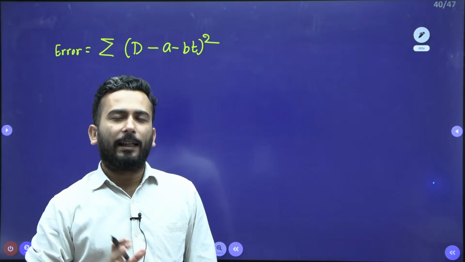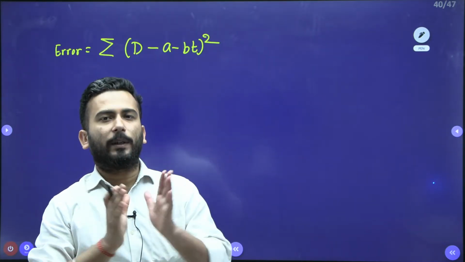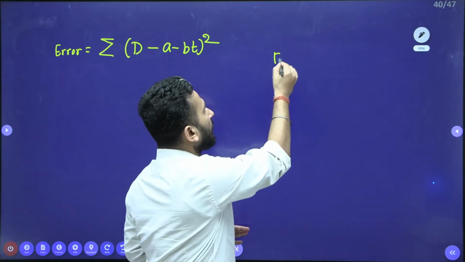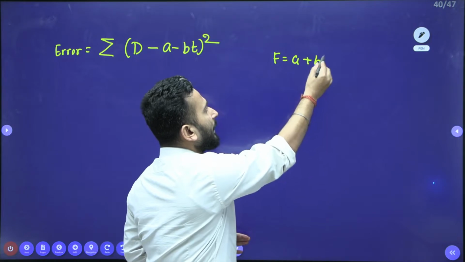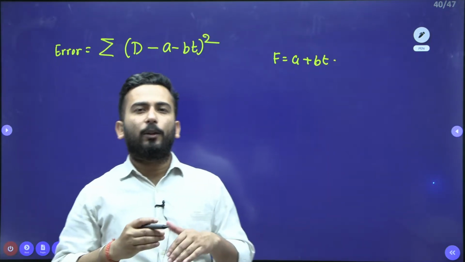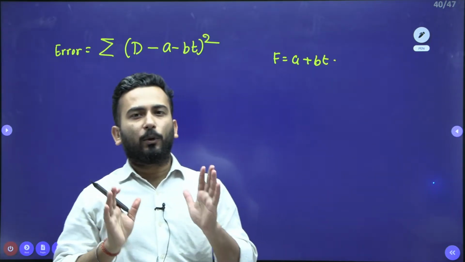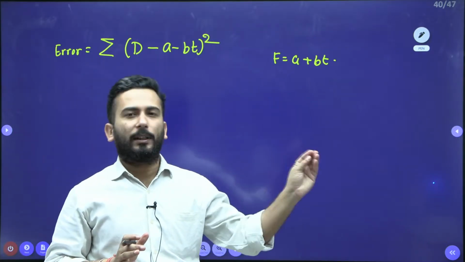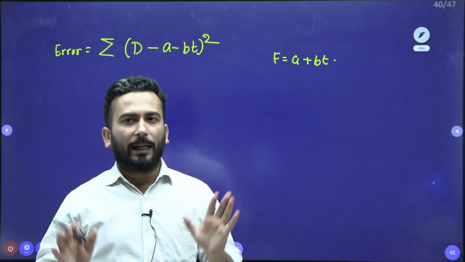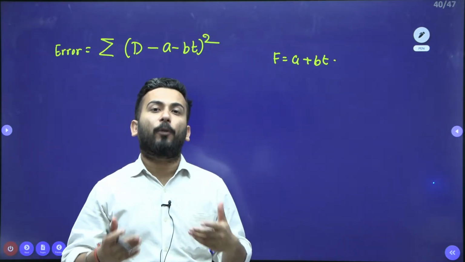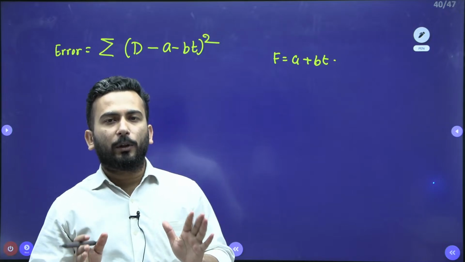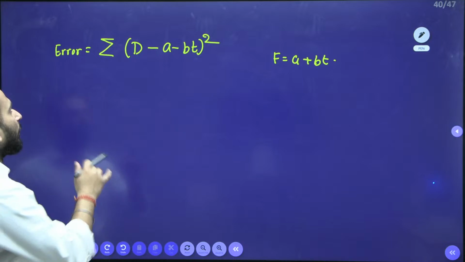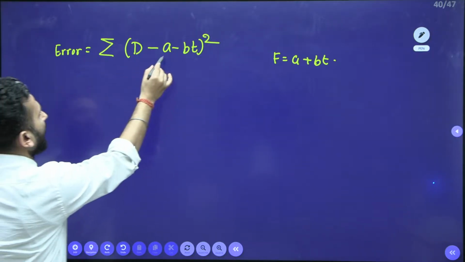In regression analysis there are two ways. F is equal to a plus bt, and you have to know the values of a and b. Directly there is a formula for a and b, which is in your notebook, and you can memorize it. That is fine. Suppose you have forgotten it. In that case, I am showing you one more method. See, how many variables are there?